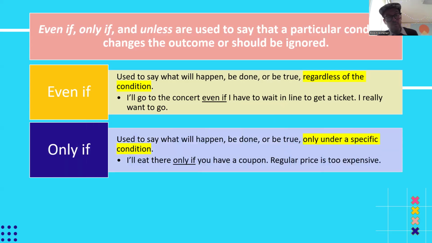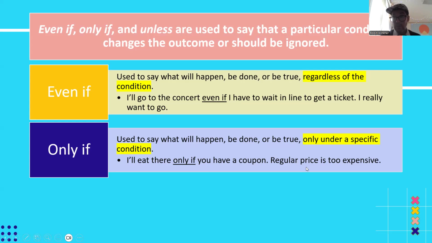Now, only if is used to say what will happen, be done, or be true only under a specific condition. So this is similar to you requiring me to promise to pay you back. So I'll eat there only if you have a coupon. Again, the condition follows if. So the condition is you having a coupon.